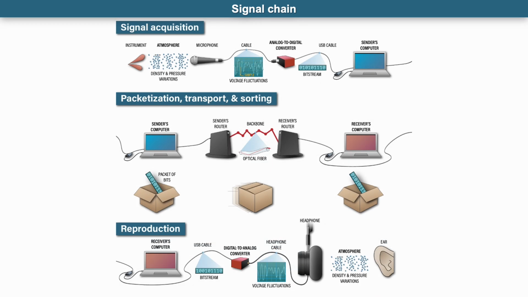A second copy of the signal chain, illustrated here, runs at the same time in reverse when each individual participating in a call is at once both a sender and a receiver. In other words, at once both a music maker and a music listener.